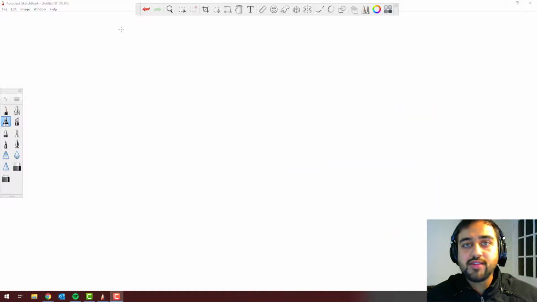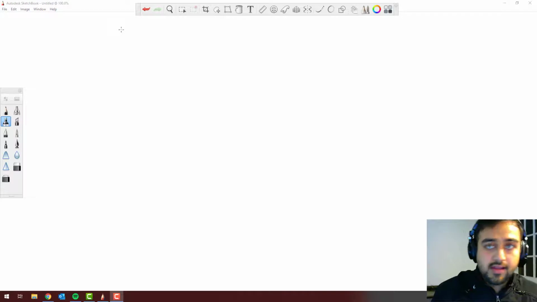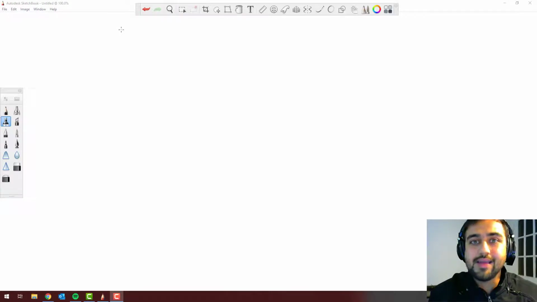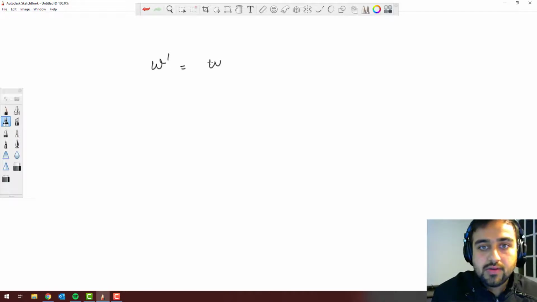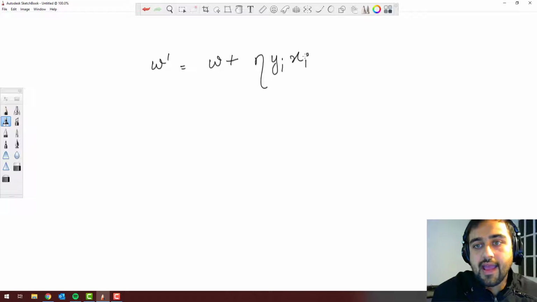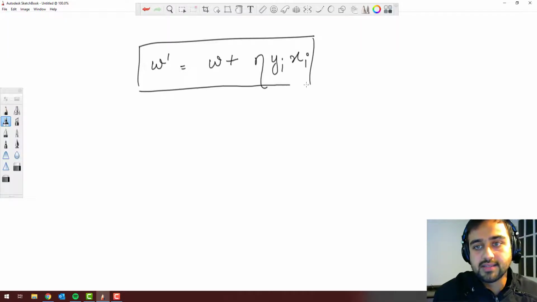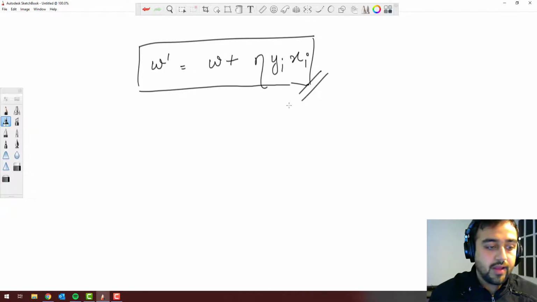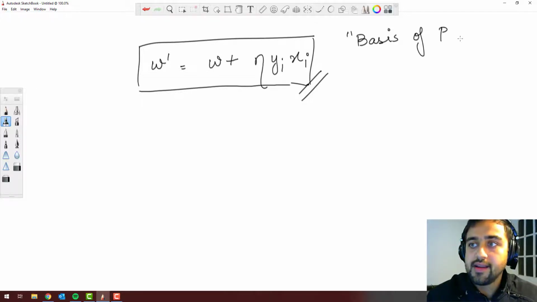Now, to simplify it further, every time we have a misclassification, we don't need to calculate our w dash separately. We can shorten these two rules and combine them into one single rule where w dash is equal to w plus eta yi xi. I'll explain why we have shortened it down to this. So this basically makes up the basis of the perceptron learning algorithm.